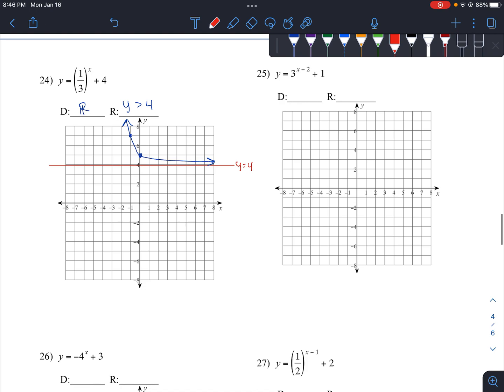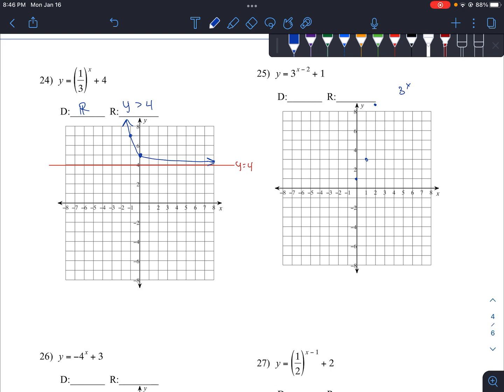All right, let's try 25. For 25, we have a base of 3 rather than 1/3. Since it's a base of 3, you know it's going to be growth. The x minus 2 means it's going to be a translation 2 units to the right, and this is going to be a translation 1 unit up. So I'm first going to get my original points. So 3 to the x would be right here, like we said before, right here, and right here.